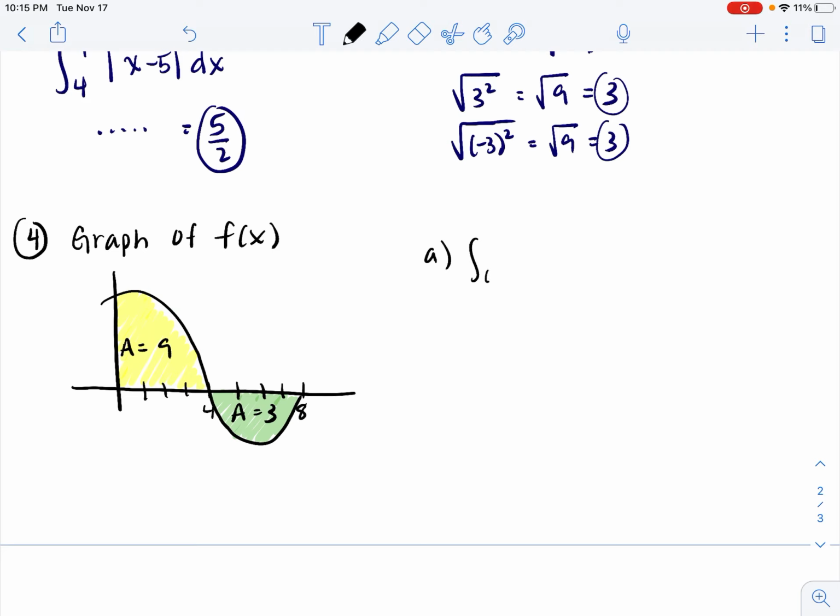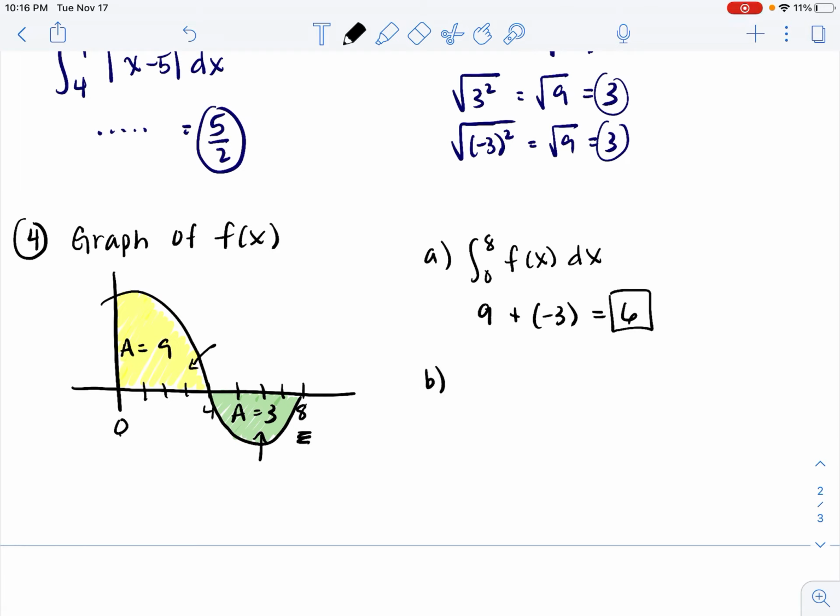What if they said, find the integral from 0 to 8 of f of x dx? This is totally old news. If you want the area under the curve from 0 all the way to 8, it's going to be the area under the first curve, which is 9, plus the area under the second curve, which is 3. But because it's under the x-axis, you're actually adding a negative 3, so that equals 6. We learned that literally like a month and a half ago.